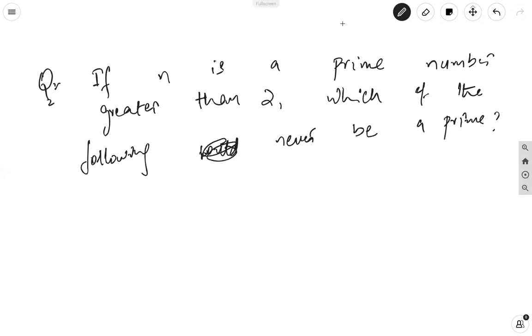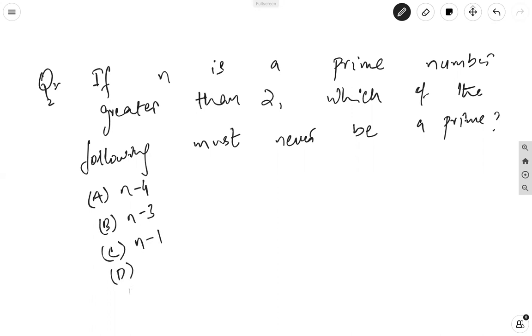If n is a prime number greater than 2, which of the following must never be a prime? The options are: A, n-4; B, n-3; C, n-1; D, n+2; and E, n+5.